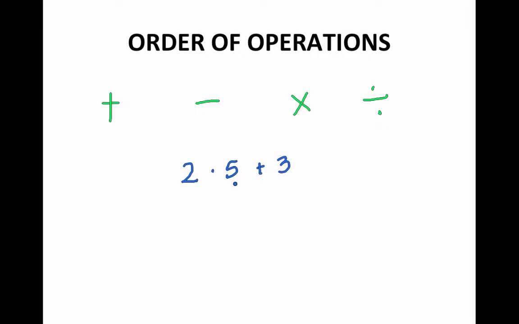So we're going to multiply 2 times 5 and get 10, and then we're going to add. So 10 plus 3 is 13. Also, parentheses imply grouping and should always be performed first.